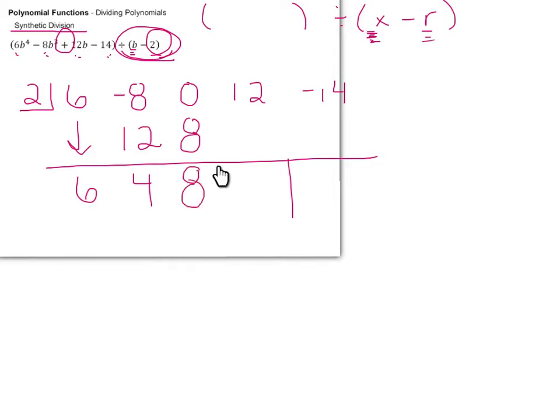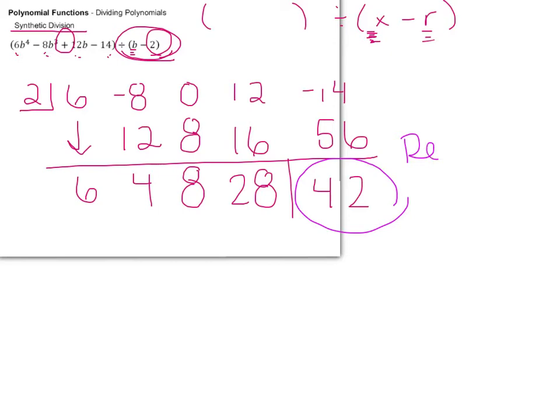Continue the process. We're going to multiply 8 times 2 to give us 16. And then we are going to add 12 and 16 to give us 28. Continuing the process, we'll multiply 28 and 2 to give us 56. And then we're going to add negative 14 plus 56 to give us 42. Now this value over here, this ends up being our remainder.